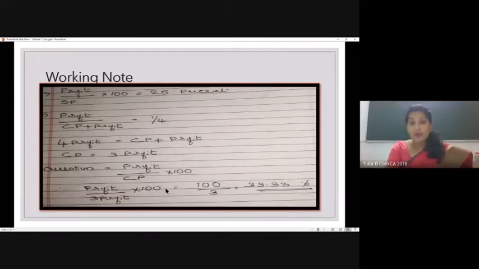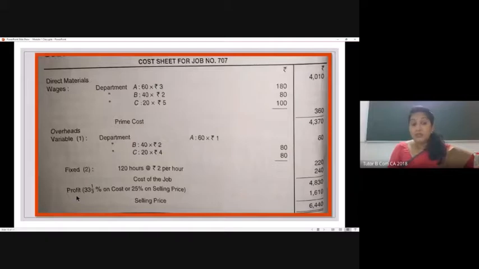That's why the profit, which is added to the cost of the job to find the selling price, would be 33 and 1/3% on the cost, which is given as 25% on selling price. Both are same. Both are same. But the problem here is we did not know the selling price. We had known only the cost price. So we had to find the percentage on cost price. That's why we went with computation of 33 and 1/3.